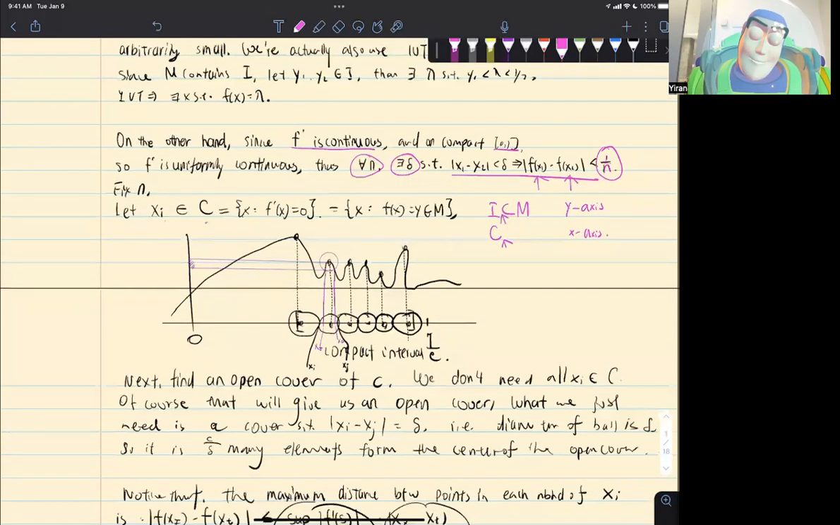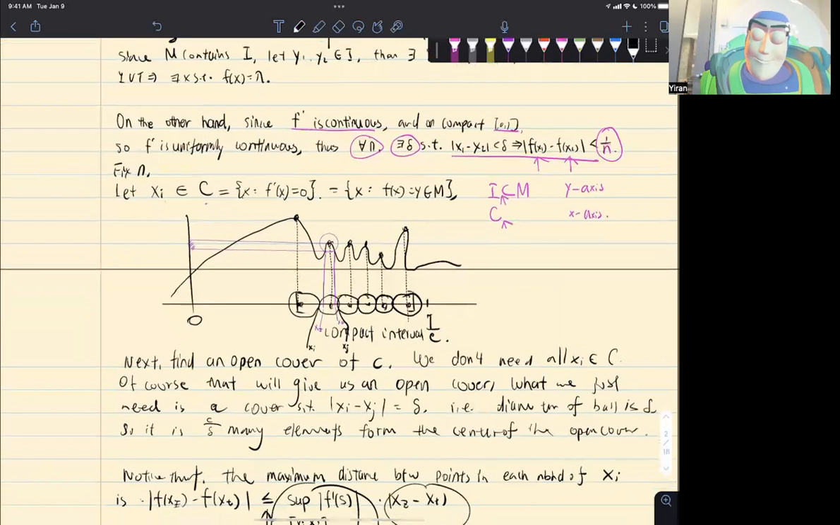Okay, so geometrically, if this is the function f, and we have some critical points, and each of the points is in M, then the corresponding pre-image, as we can call it, are the corresponding elements on the x-axis. Those points belong to the set C. They form a set, and we denote that set as the capitalized C.